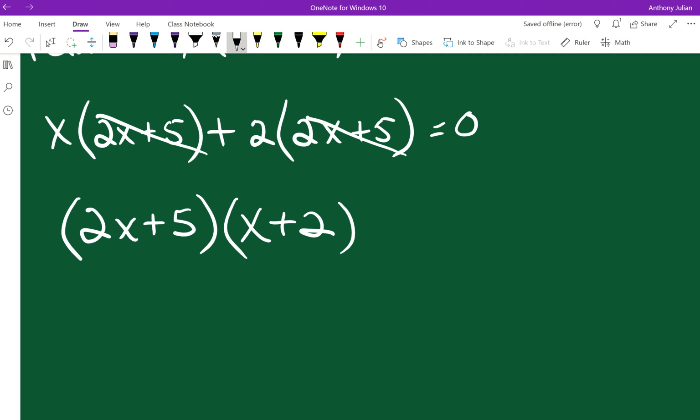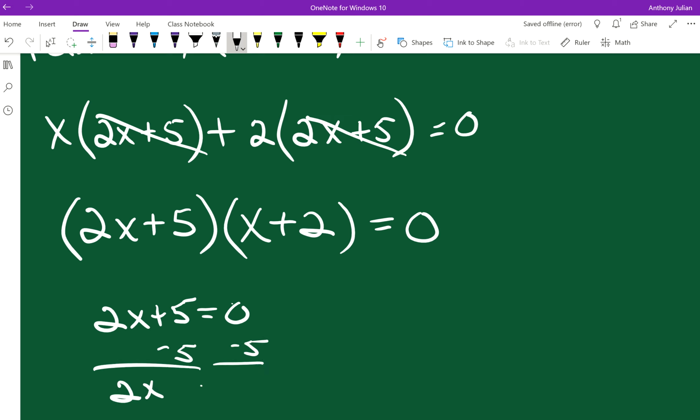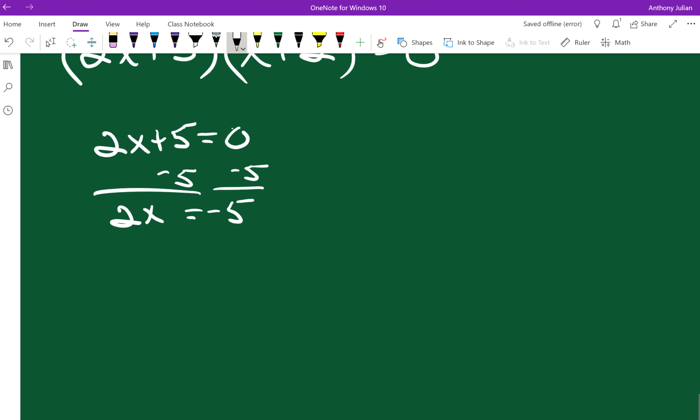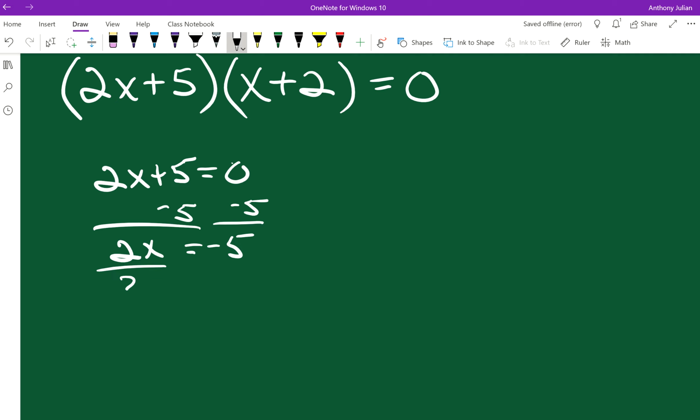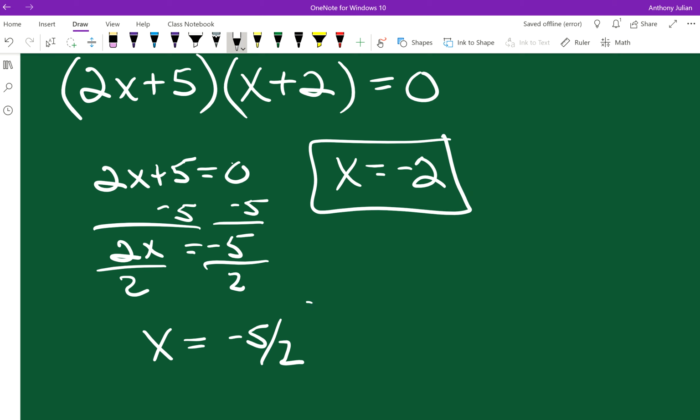Now here I said x cannot equal 0. So I think we're okay. So here I'm going to set each of these equal to 0, especially the 2x plus 5. 2x plus 5, set it equal to 0, and solve for x. Subtract 5. 2x equals negative 5. Scoot it up, maybe to here, and divide by 2. So x equals negative 5 over 2. And then for this x plus 2, that's easy, x equals negative 2. So those are my two solutions.